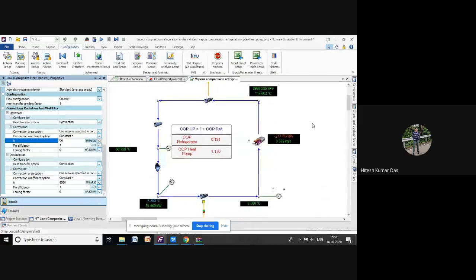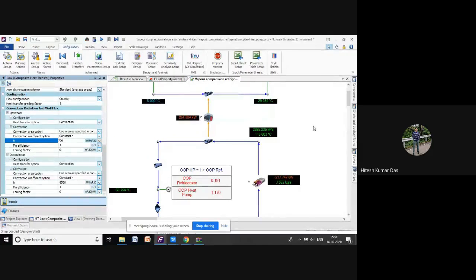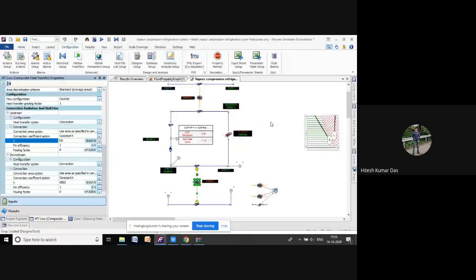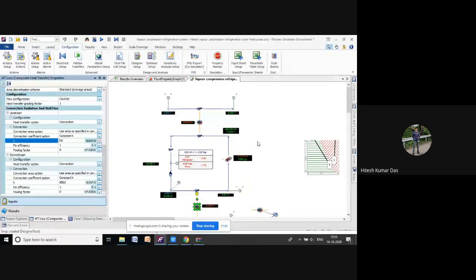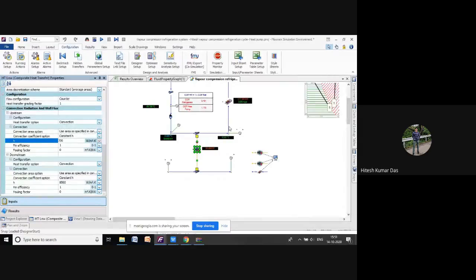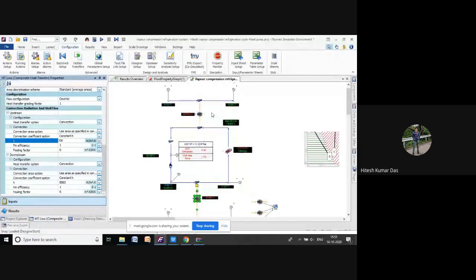So this is the full network. I have explained how we have created this network. Next we will go for solving this network, and we will calculate the coefficient of performance.